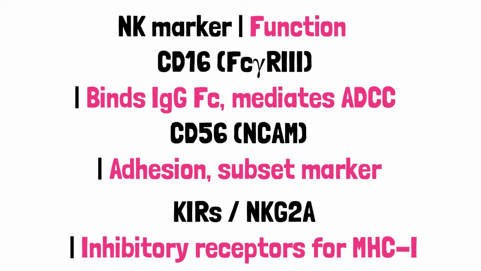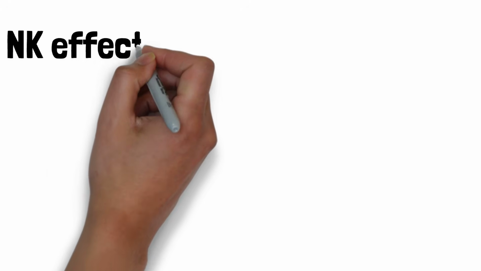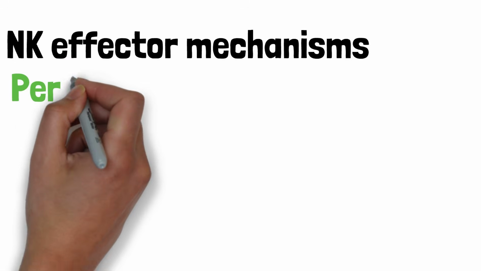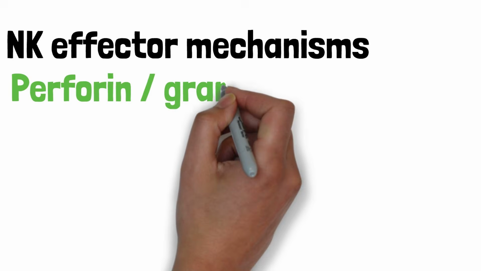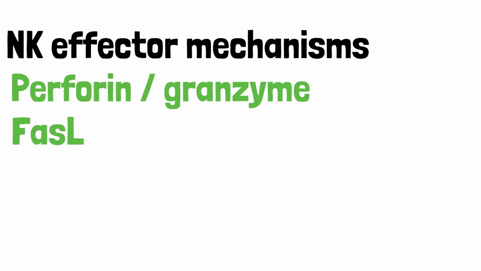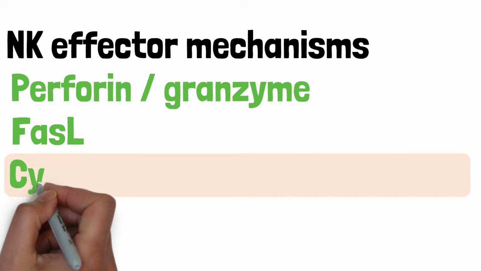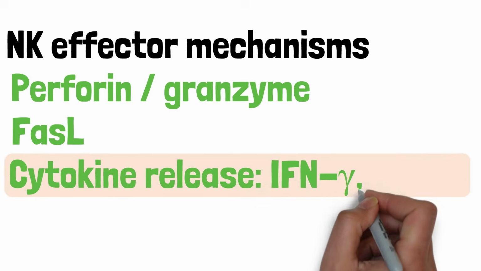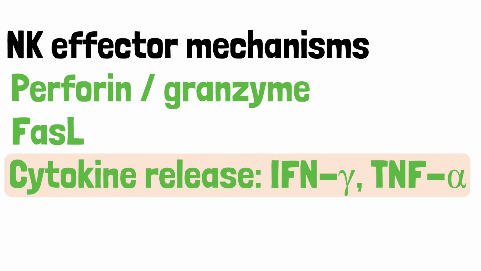With those markers in mind, NK cells kill through mechanisms that should sound familiar, perforin and granzyme, the exact same perforin protease system CTLs use. They can also use FasL. And on top of direct killing, they release cytokines too, specifically IFN-γ and TNF-alpha, reinforcing the same inflammatory signals we saw driving macrophage activation earlier. Now, let's look at the one NK function that bridges all the way back to antibodies, ADCC.